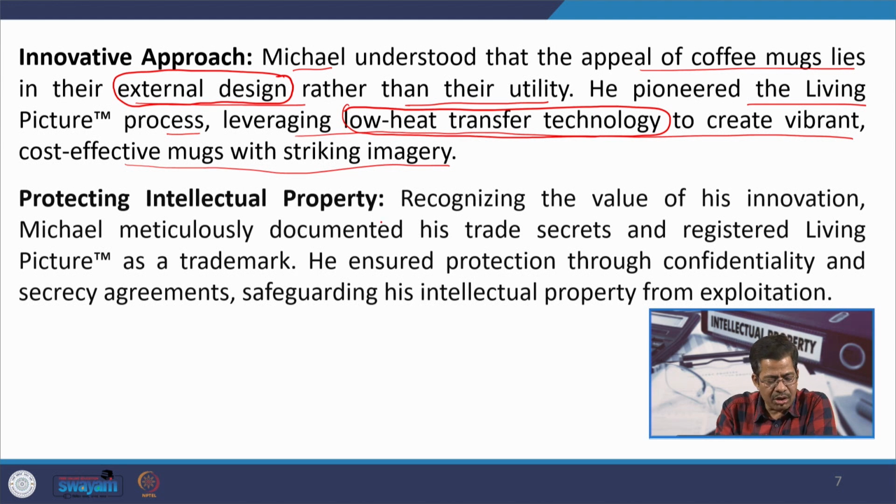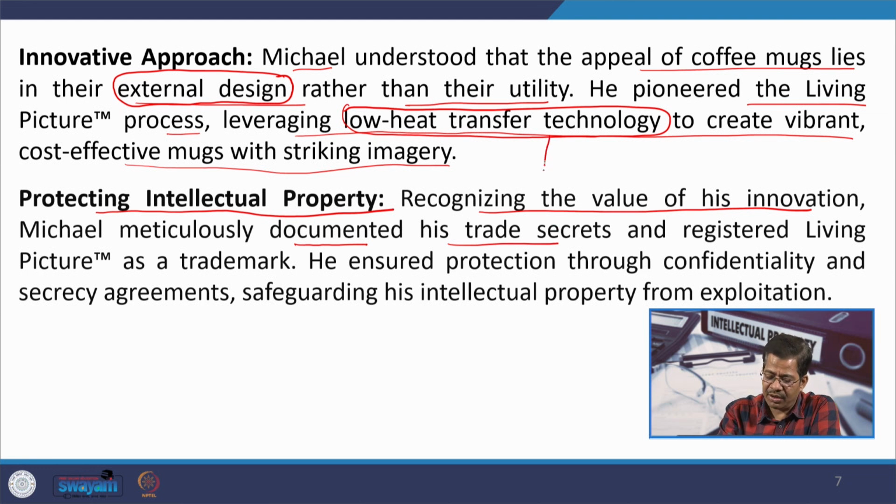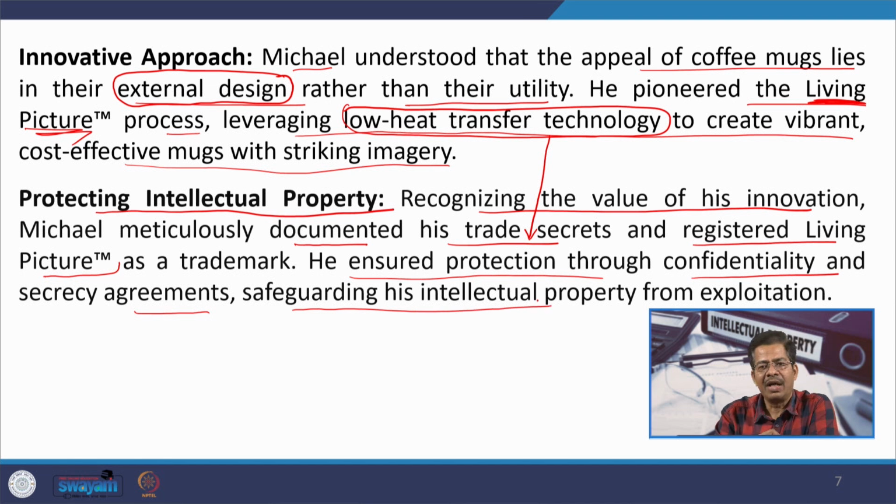Now, let us talk of the intellectual property issue in this entire process. Recognizing the value of his innovation, Michael documented his trade secrets of this low heat transfer technology and registered Living Picture as a trademark. So, this Living Picture, it is the trademark logo. He ensured protection through confidentiality and secrecy agreements, safeguarding his intellectual property from exploitation.